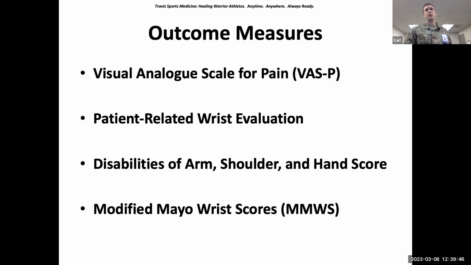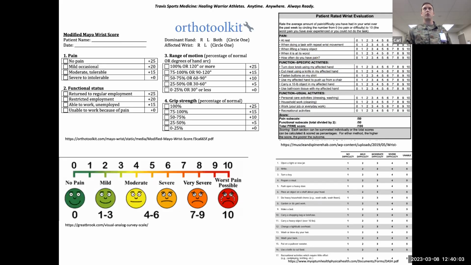And then the modified Mayo wrist score, which was used primarily to determine if patients had a good prognosis, which corresponded to a score of 80 or higher. This is the only test where a higher score is better. So if they had an 80 or higher, they're considered a good outcome, and less than 80 was considered a poor outcome.